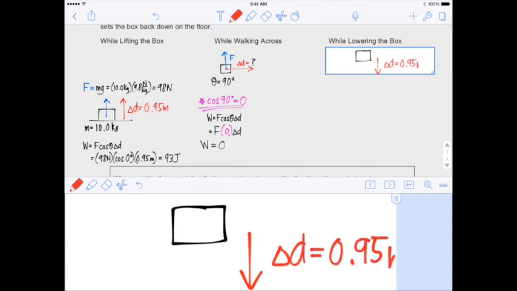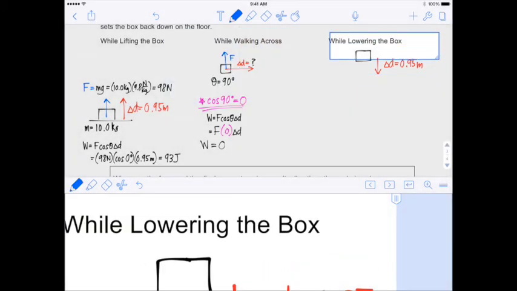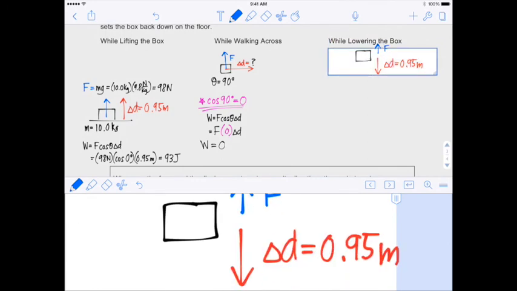But what direction will we apply our force? When you're lowering an object, you're actually applying a force in the upward direction. So if I lower this binder, I'm still pushing up on the binder when I lower it. You're not pushing down on the binder from the top, you're actually lowering it by pushing up from the bottom. So in this case, the force is up and the displacement is down.